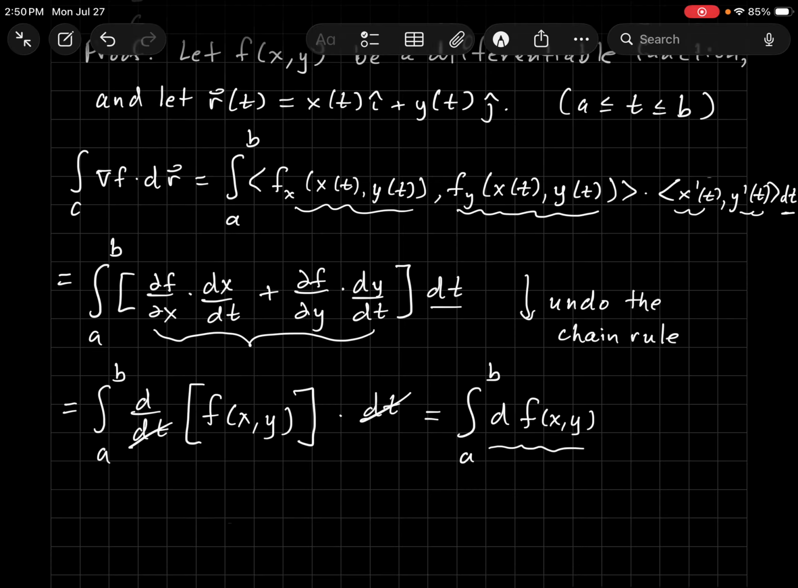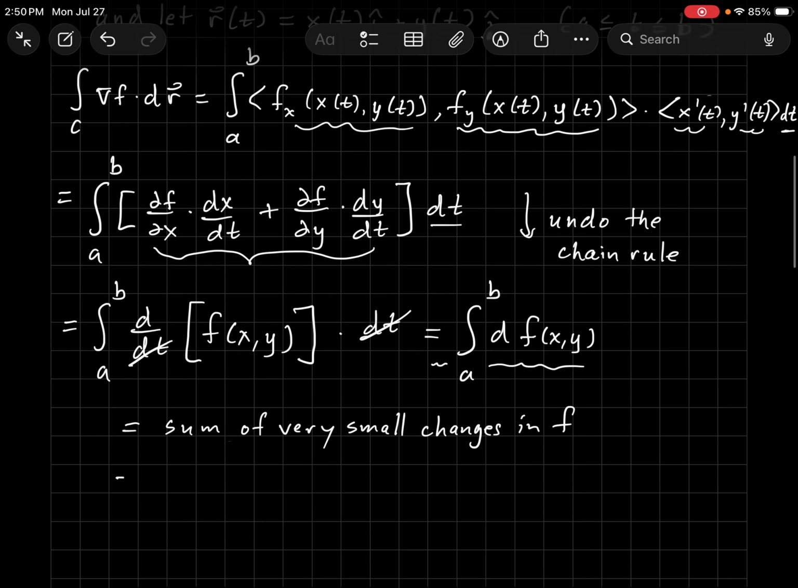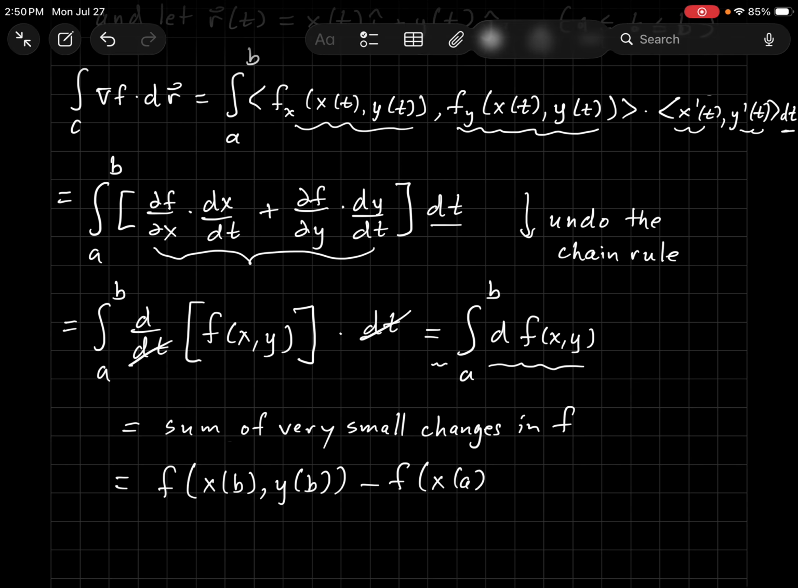So again, these are very small changes in the function f, and then we add all of these small changes together. So this is the sum of very small changes in f. That is, it's the function at the endpoint minus the function at the starting point.